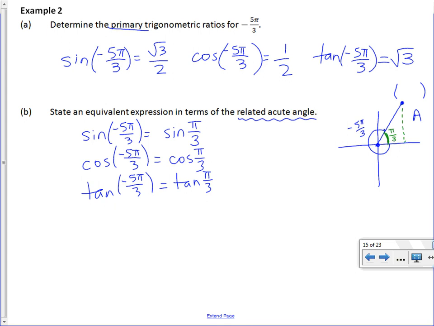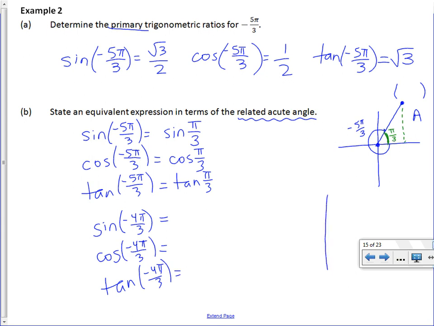Just to give you a sample of what might happen, what if I said, tell me an equivalent expression, I'm just going to pick negative 4 pi over 3 instead. You guys get that things are going to change now if I pick negative 4 pi over 3. First of all, what quadrant would I be in? So I start over here. If I only go negative 4 pi over 3, I end up in quadrant 2. Backwards, right? Quadrant 2 backwards. Like that? So that's negative 4 pi over 3.